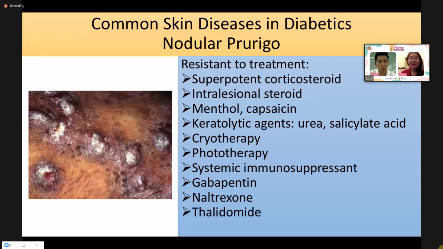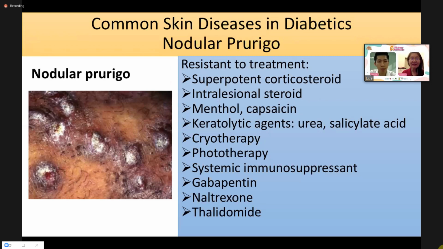All right. If you get into this, then we have no choice but to use a super potent, strong corticosteroid. We sometimes need to do it under occlusion, and we need to stop the itch by giving you menthol, and hydrate the skin back by giving you a lot of urea and salicylic acid. Sometimes you even use very invasive things like cryotherapy, phototherapy, or oral medication that suppresses your immune system. You have to go to that. Otherwise, it won't get better.